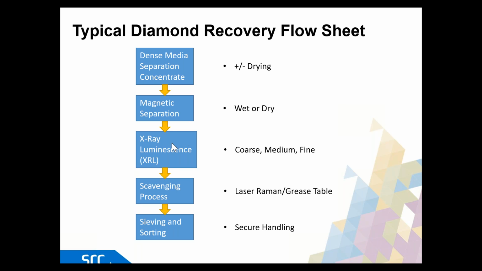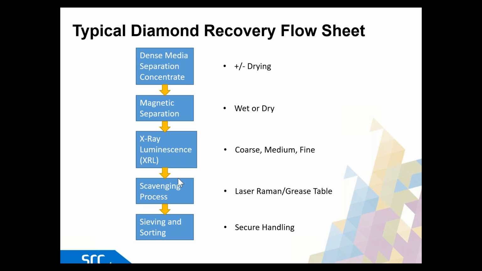Following magnetic separation, you go into your X-ray luminescence circuit. Typically, the material will be sized into different size fractions, coarse, medium, fine, for setting up your different algorithms, speeds and flow rates, and depending on the flow sheet, that can vary quite a bit. Beyond X-ray luminescence, there is often a scavenging process involved. An example of that would be laser Raman or grease tables.